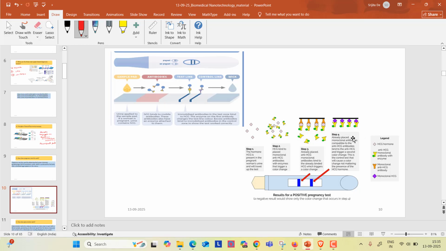In stage 4, already placed monoclonal antibodies compatible with the anti-HCG antibodies bind to the anti-HCG and trigger a second color change. This is the control test that will cause a color change regardless of the presence of HCG hormone. So that is the work of the control line. Even if the HCG hormone is present or not, that line will change color. So this is how the lateral flow assay or pregnancy test kit works.